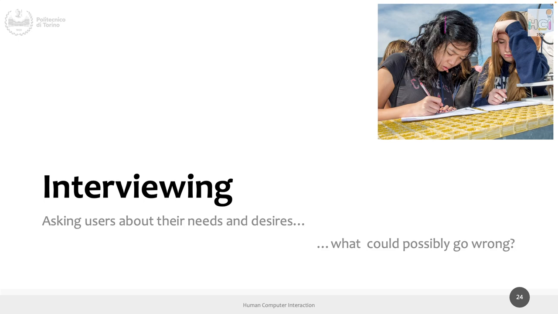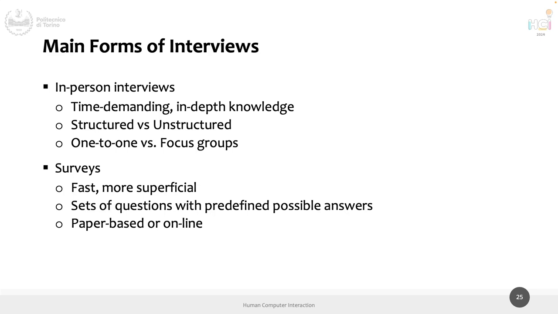Interviewing is what you can imagine: asking people questions. So there is no observation involved. It is like an interview you can see on TV or something like that. There are many forms of interviews. There are one-to-one, let's say in-person interviews, and there are surveys that are questionnaires.